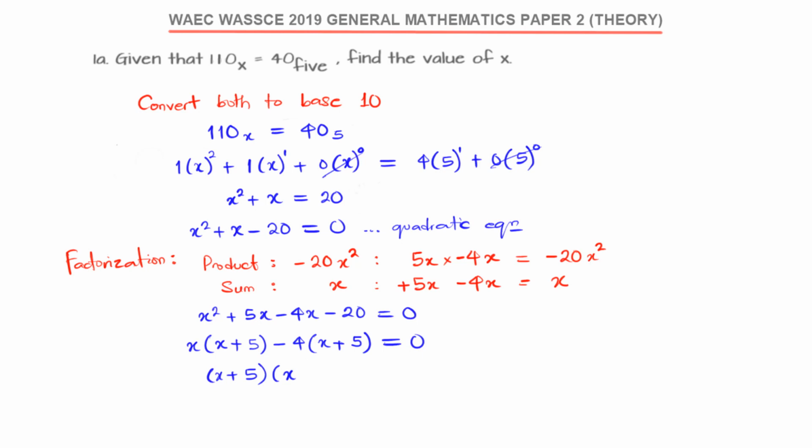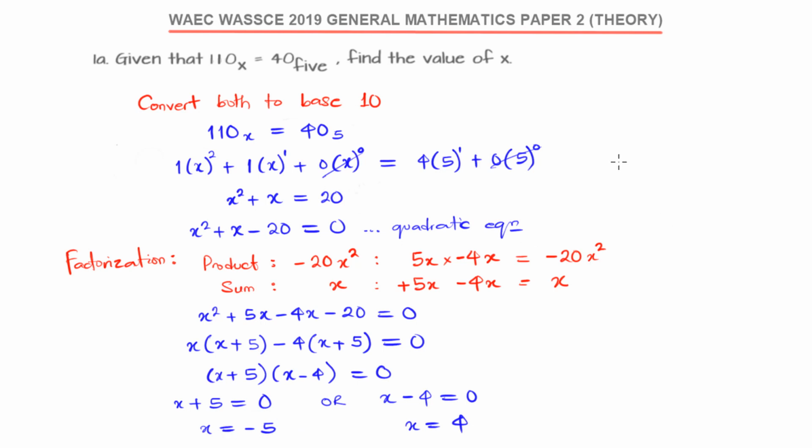So we have x minus 4 the second time, so we have minus 4. This is equal to 0, meaning that x plus 5 is equal to 0, or x minus 4 is equal to 0. So we need to look at the solution that we can pick here, because we have x is minus 5 and x is 4. First, the number base cannot be negative. So definitely it can't be minus 5. It has to be 4.